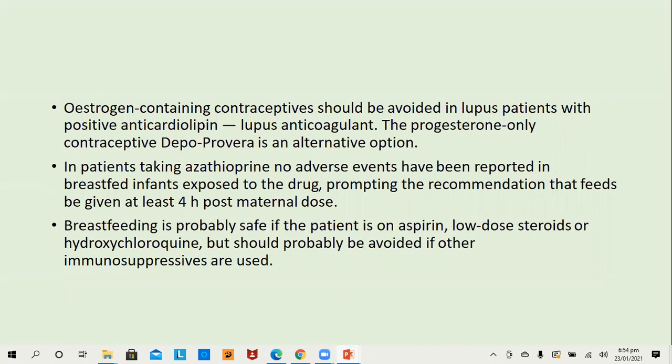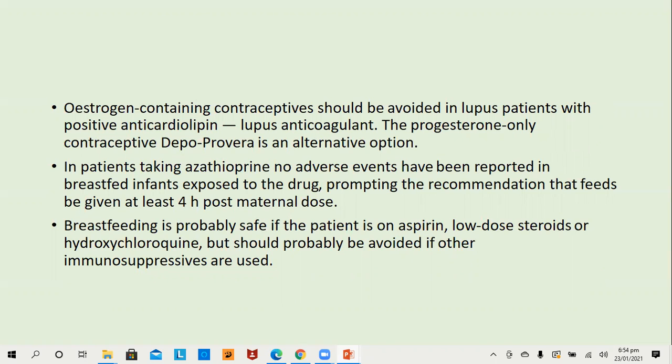Estrogen-containing contraceptives should be avoided in lupus patients with positive anticardiolipin or lupus anticoagulant. Progesterone-only contraceptives, Depo-Provera, or other options are used.